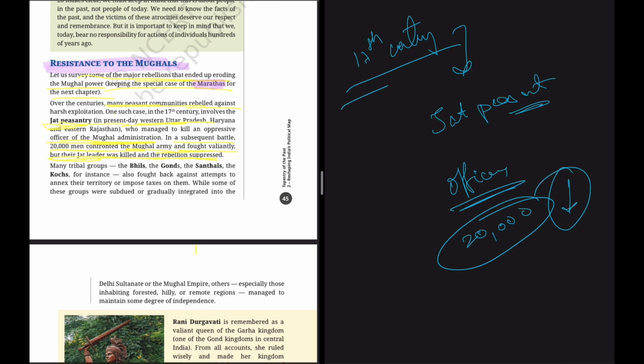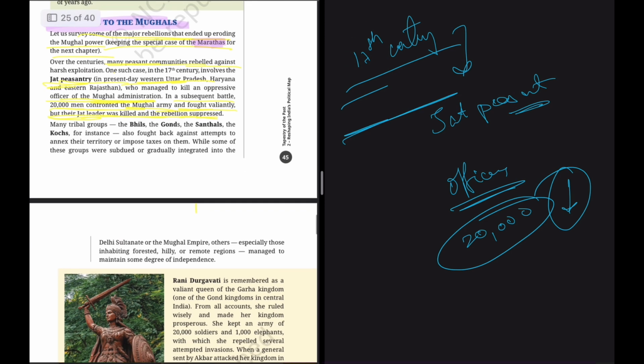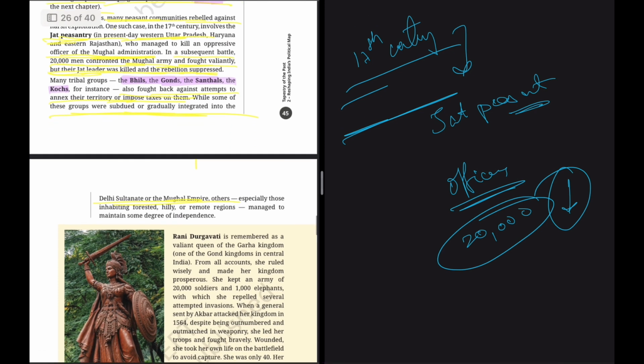Many tribal groups, the Bhils, the Gonds, Santals and Koch, for instance, also fought back against attempts to annex their territory or impose taxes on them. While some of these groups were subdued or gradually integrated into the Delhi Sultanate or the Mughal Empire, others, especially those inhabiting forested, hilly or remote regions, managed to maintain some degree of independence.